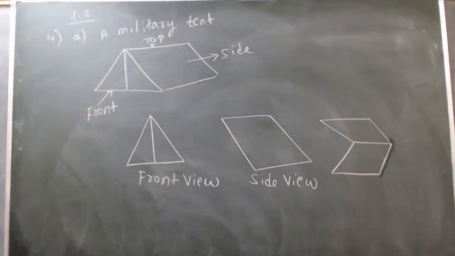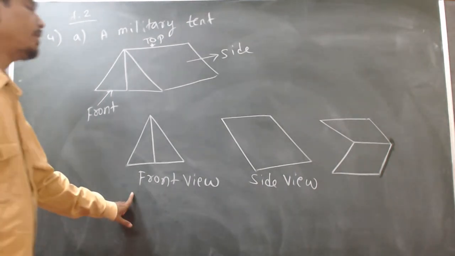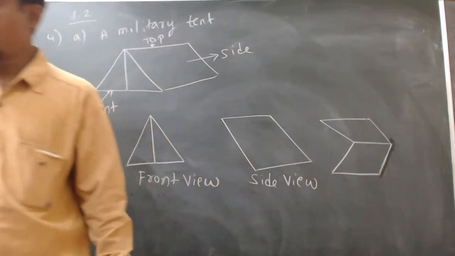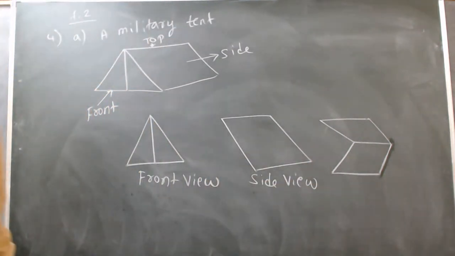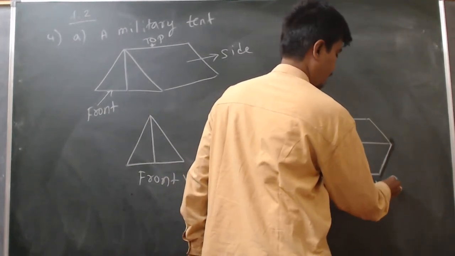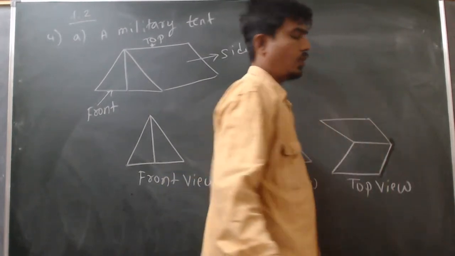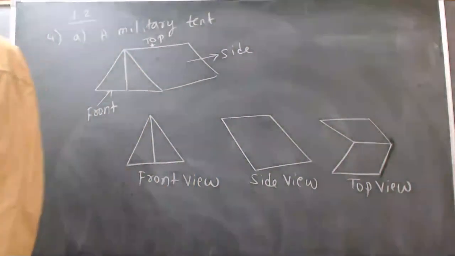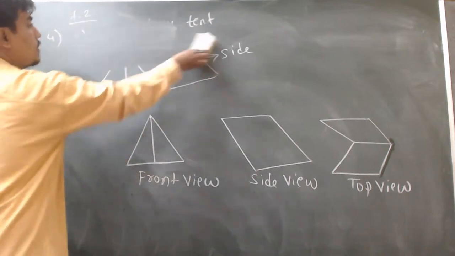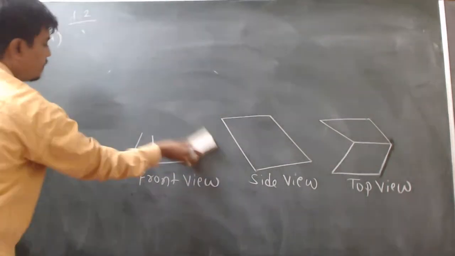So, if a tent is given to you, from front it will look like this, from side it is going to look like this, and from top, what is that? Top view. After this they give the second one, table. What is the name of the one? Table. This is the first one, the second one is table.